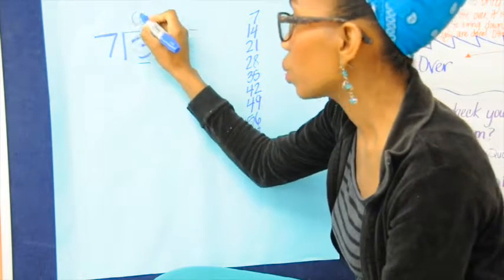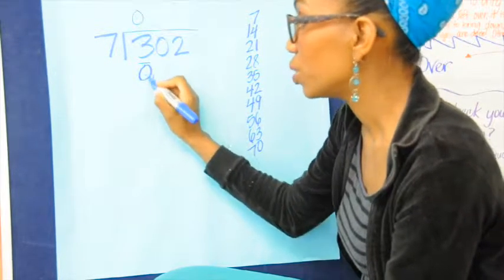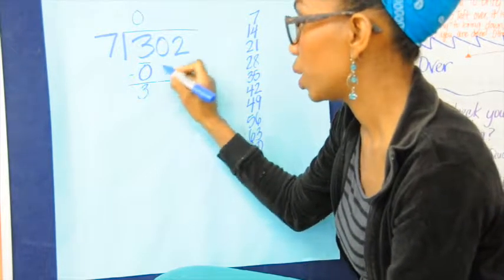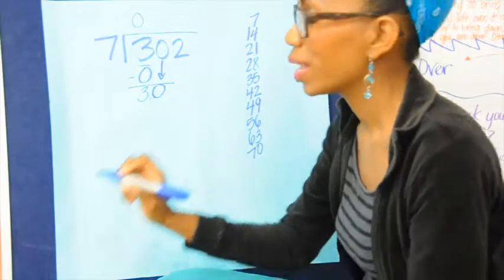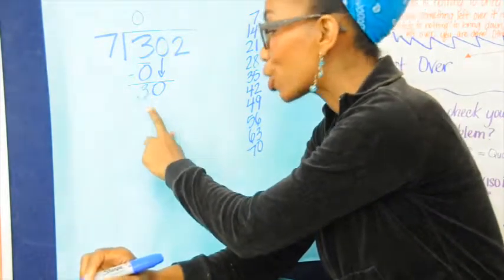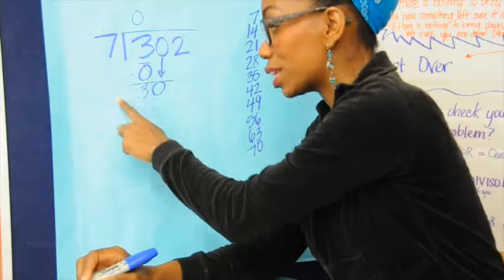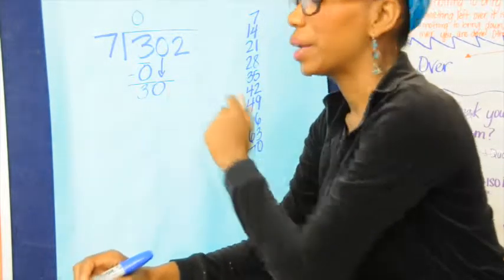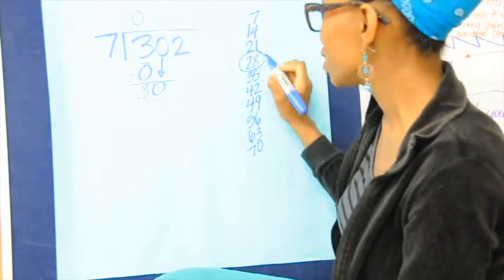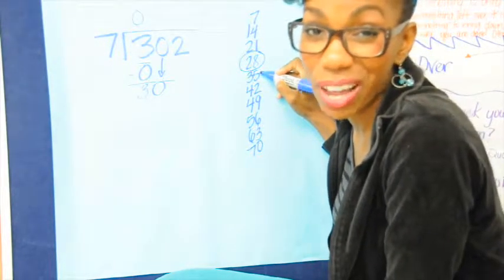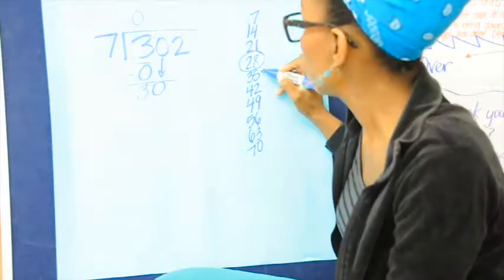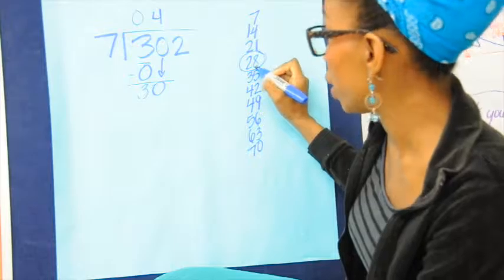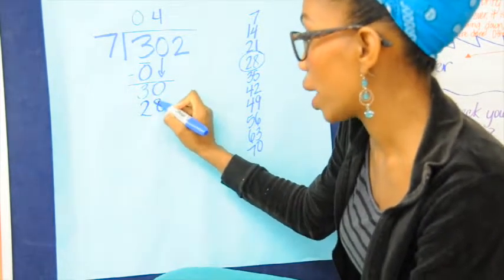I'm going to put a 0 up top and a 0 underneath, and I subtract it. 3 minus 0 is 3. Bring down my 0. Now I'm working with 30. How many times does 7 go into 30? Or which multiple of 7 is closest to 30 but not greater? That's going to be 28, because look, if I go to 35, I'm greater than 30. So 4 times 7 equals 28. I'll put my 4 here, and then my 28 just goes right here.